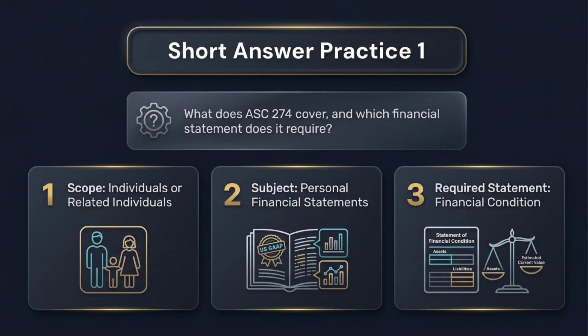For short answer 1, build a concise response around 3 points. First, ASC 274 applies to personal financial statements of an individual or a group of related individuals, such as a family. Second, it does not apply to business entities, even if the individual owns a business. Third, the required statement is the statement of financial condition. Optional supporting information may be presented, but do not describe optional statements as mandatory unless the question specifically changes the facts.